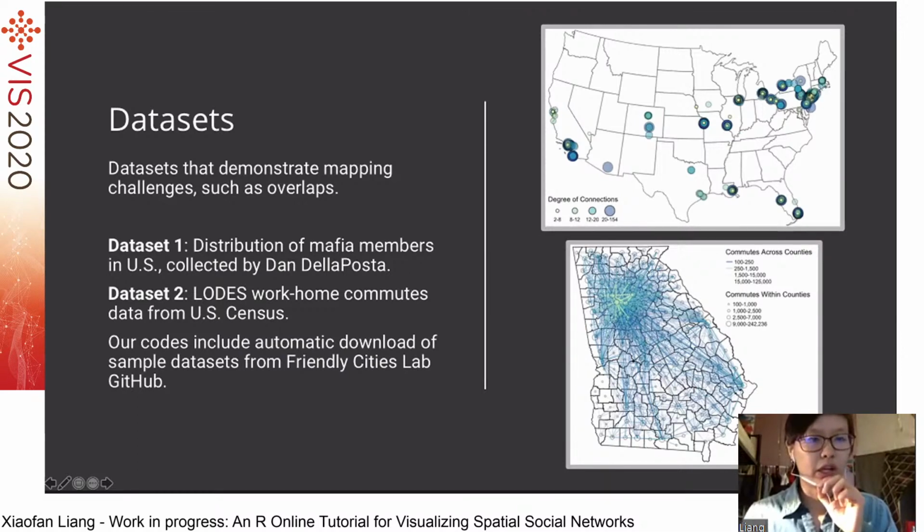The data sets in our tutorial are meant to demonstrate mapping challenges, such as overlaps of nodes and edges. We have two main data sets. One is a spatial network data set, including the distribution of mafia members in the US collected by Dan Della Posta. The second is the LODES work-home commutes data from the US Census that is publicly available for download. In addition, our code also includes automatic download of sample data sets from the Friendly Cities Lab GitHub.